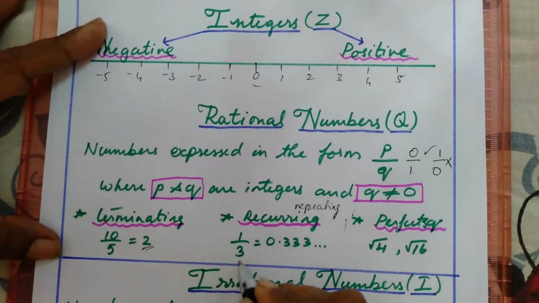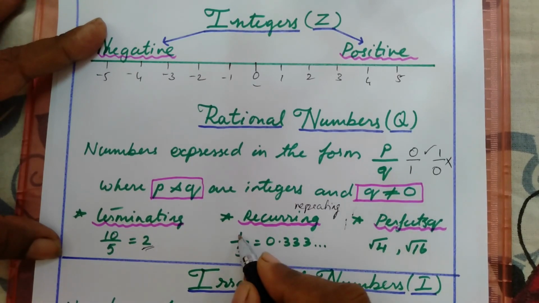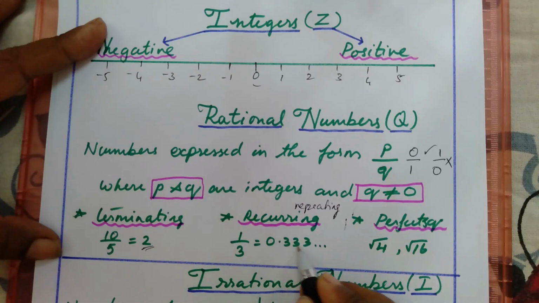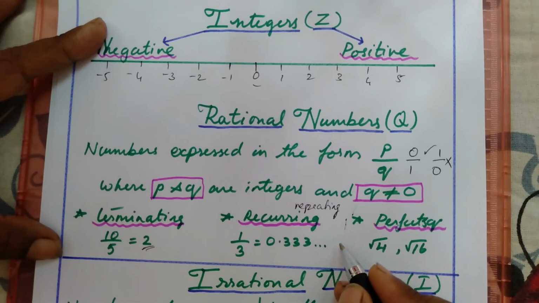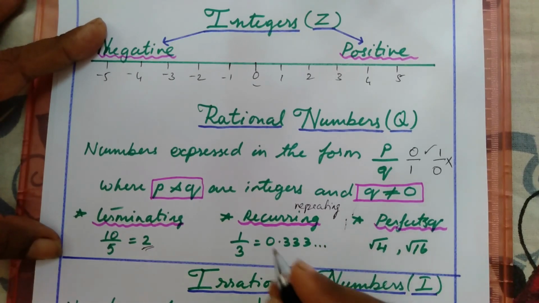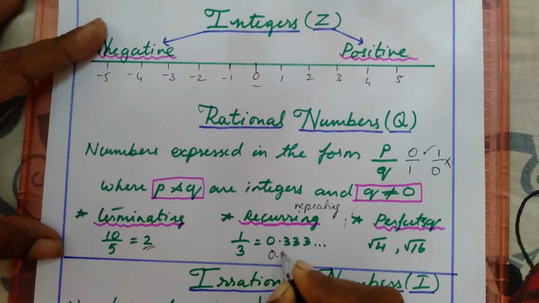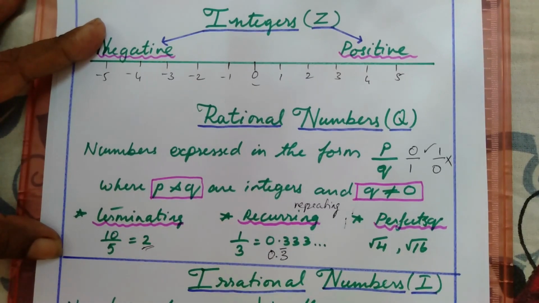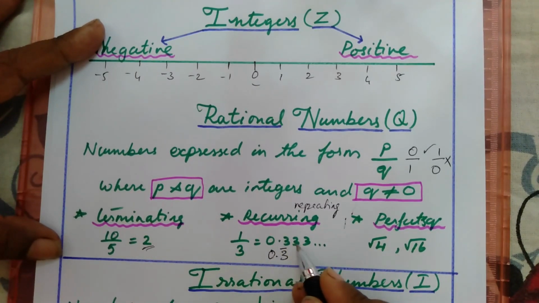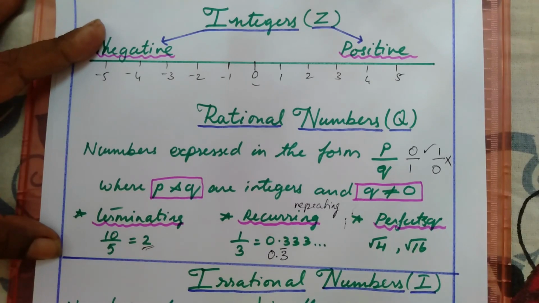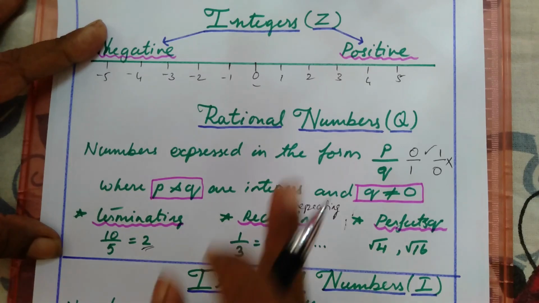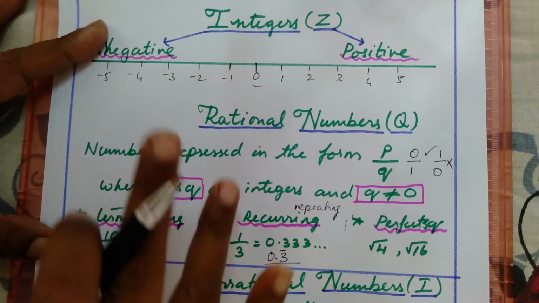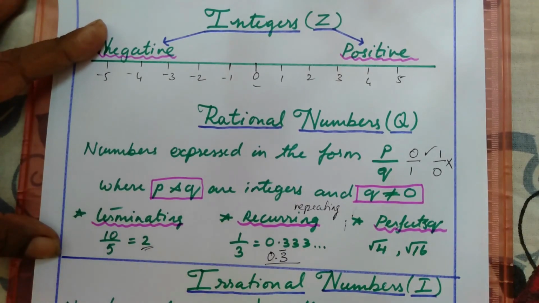Recurring meaning repeating. Okay. Now I have an example, 1 by 3. Now if I divide 1 by 3, then I get an answer 0.3333 dot dot dot. This dot means that they are not terminating. It goes on and on till infinity. This 3 will keep going. Now I can also write it in this way, 0.3 bar. Now this bar means that this will keep recurring. So you can also write it in this manner. So terminating numbers and recurring numbers are one characteristic of rational numbers.